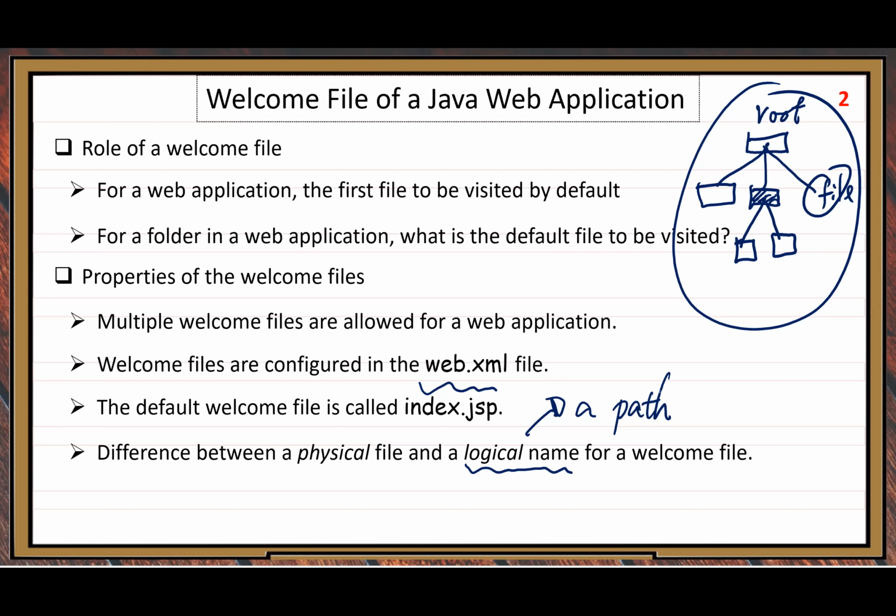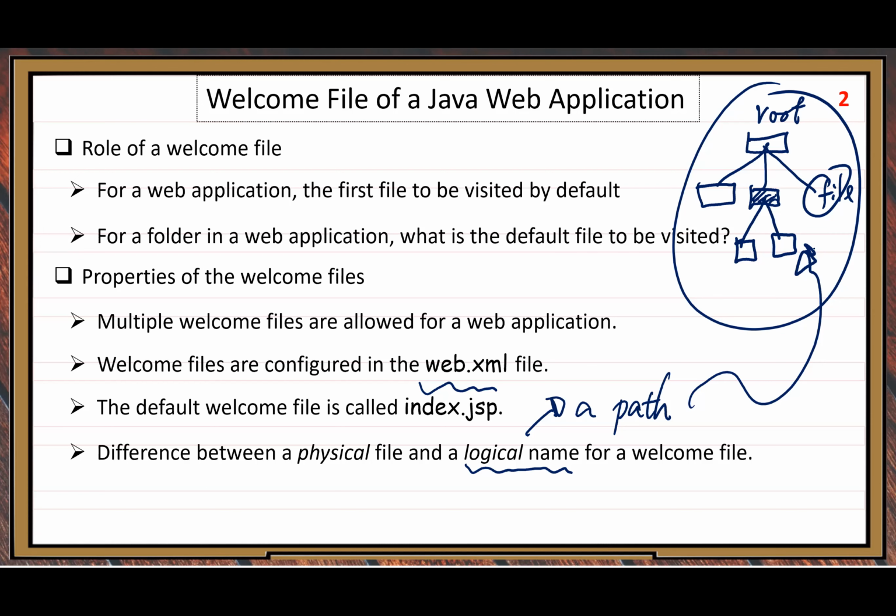Can you imagine any path corresponds to some location inside the tree? But that is for the physical case. For the physical case, any path corresponds to a location inside the tree. But for the logical case, not necessarily. You may not have a node inside the tree that corresponds to that logical name.